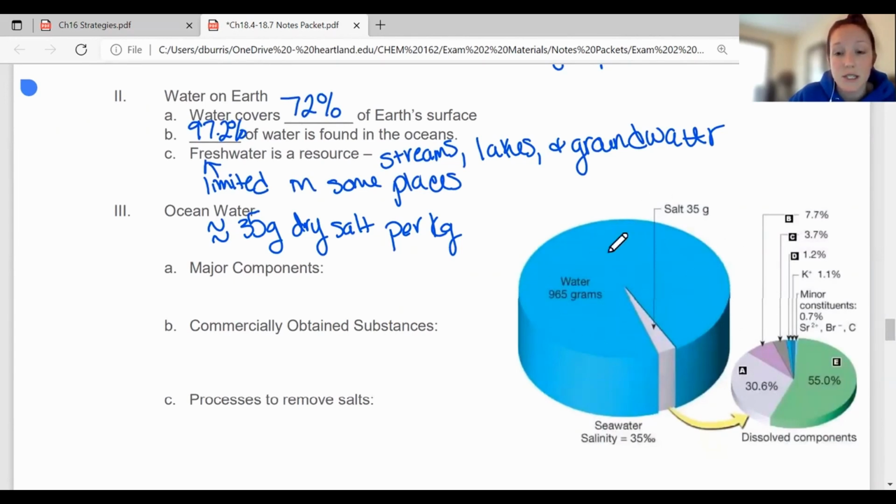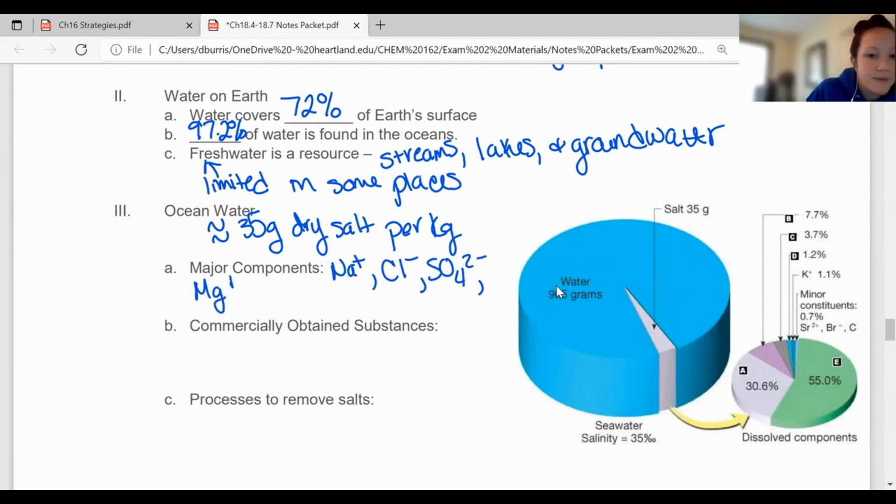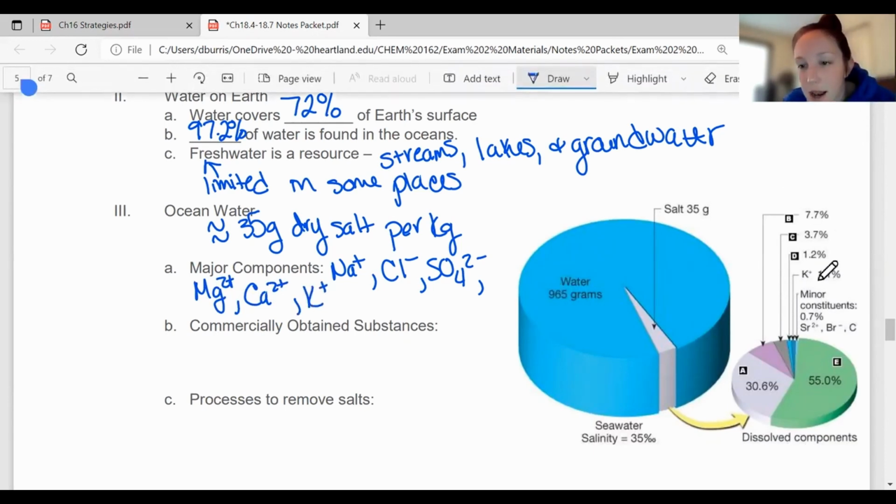So this is our representation. This was the water. If we can get all of the salt out, then we would have nice pure water. Now, what is in that 35 grams? It's not all NaCl, though a lot of it is. So we've got sodium, we've got chloride ions, some sulfate ions, magnesium 2+, calcium, and potassium. Most of those are listed over here, but these are what we're going to find most of in the water. So we can actually use these if we do purify it.